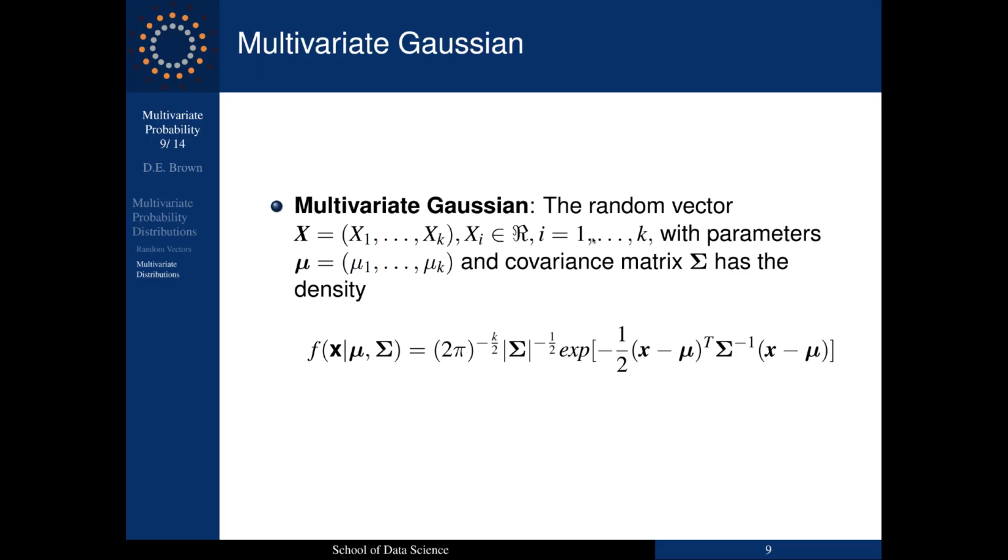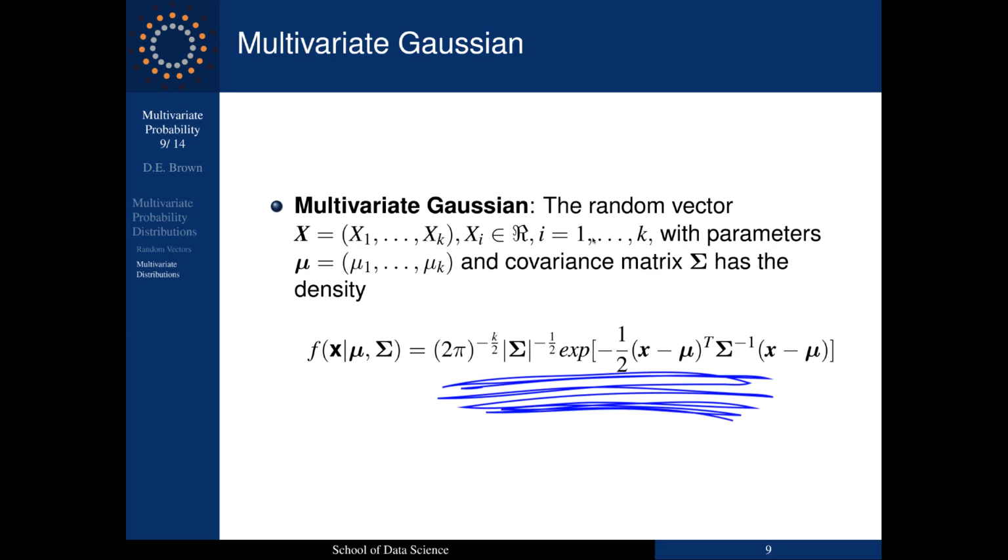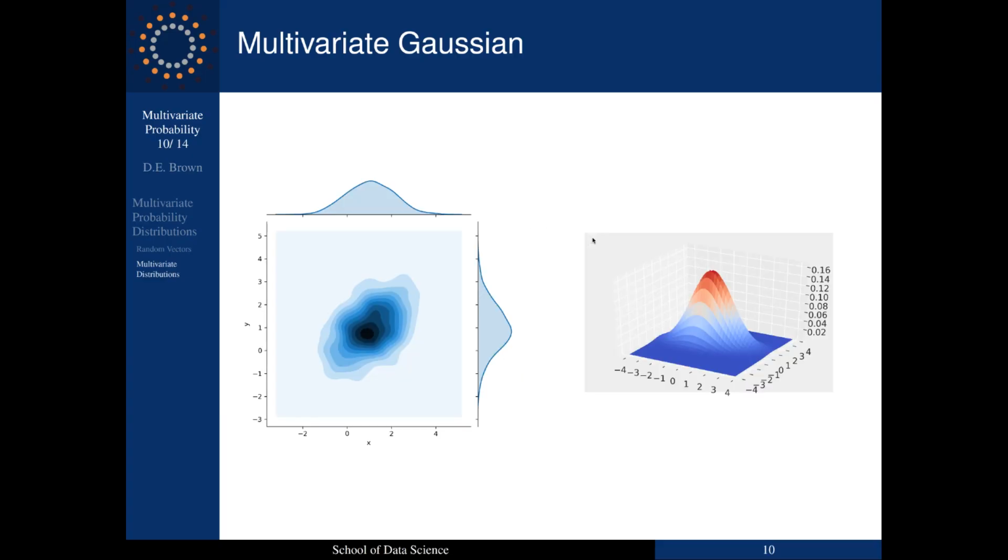Okay, the multivariate Gaussian is an extension of the univariate Gaussian. Now we have a random vector, again x, with two parameters. The parameters in this case consist of a vector parameter mu, which is the location parameter for the multivariate Gaussian, and the covariance matrix, capital Sigma. And with that, we get the density function that's shown, with its classic quadratic form in the exponent.